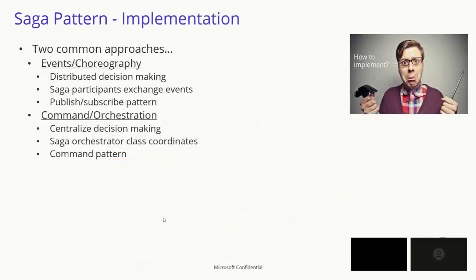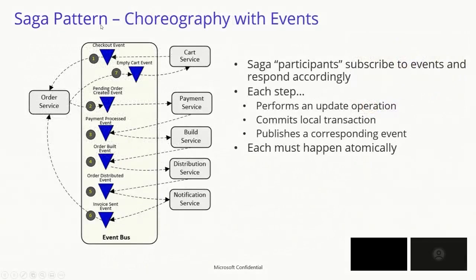It can be implemented two ways. We can do events, which would be considered a choreography implementation, or we can do commands, which would be more of an orchestration implementation. If we were to do a Saga with events, what we're going to see is what we just saw here. Every time, the order service, the payment service, the build service, we're always publishing events and other services are subscribing to them.